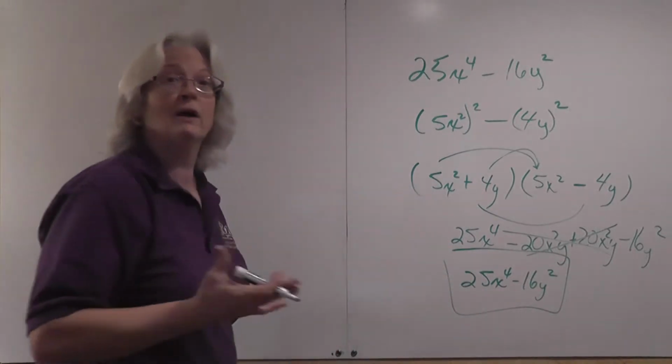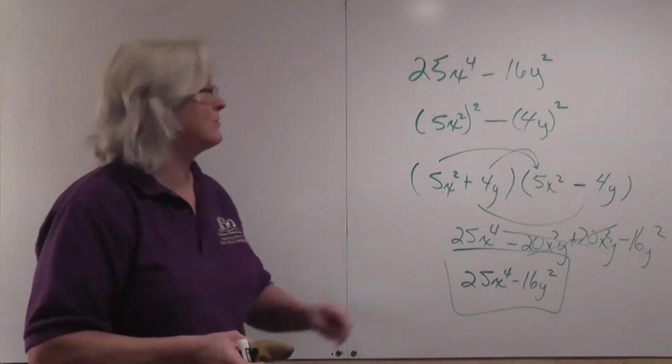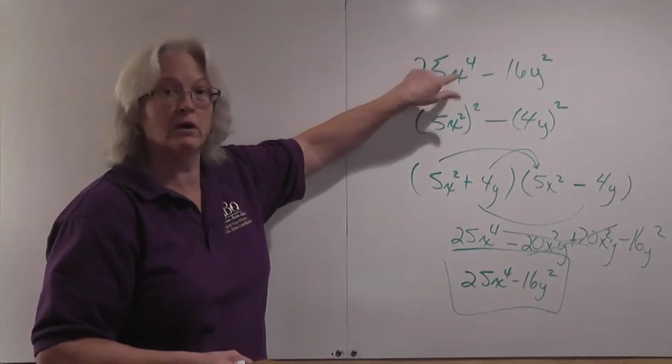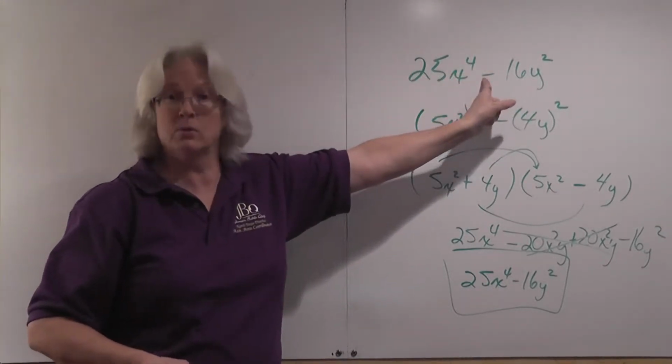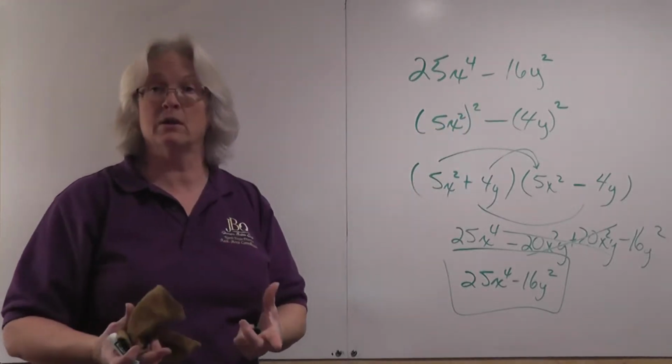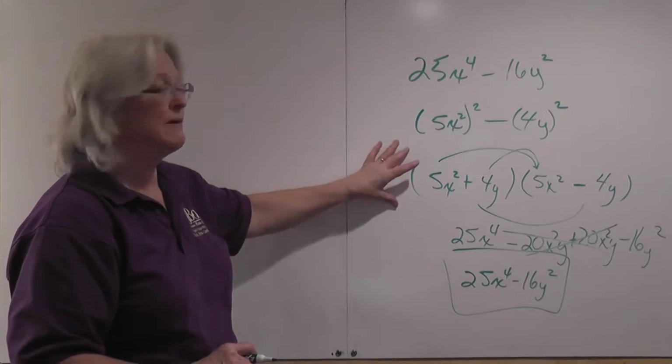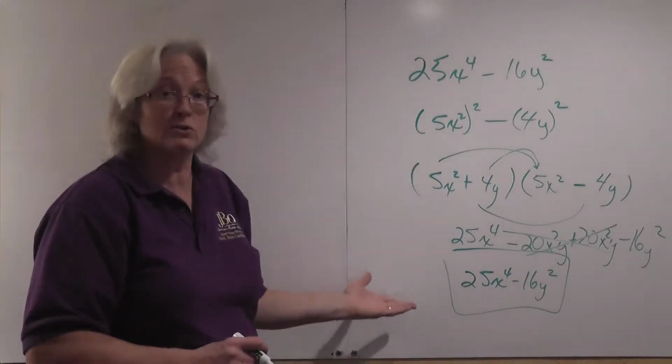And all you had to do in order to be able to factor this difference of two squares, you have a perfect square here, a perfect square here, and we're subtracting. That's why they call it the difference of two squares. What you had to do was recognize that, have the pattern memorized, and you had your answer.